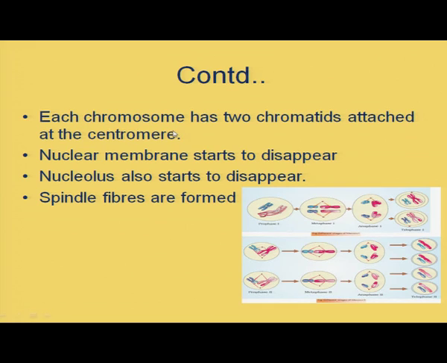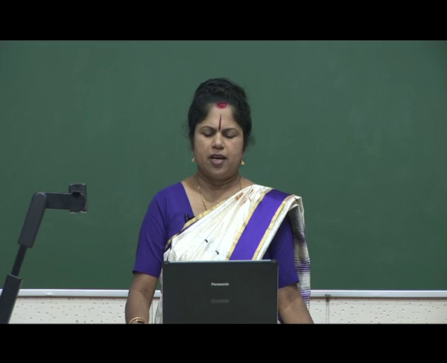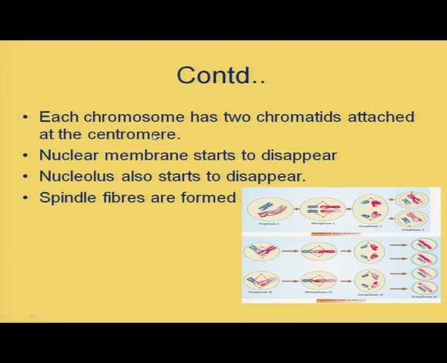Each chromosome, when we are observing, has 2 chromatids because they are univalents. So, they have 2 sister chromatids, attached at the centromere portion.